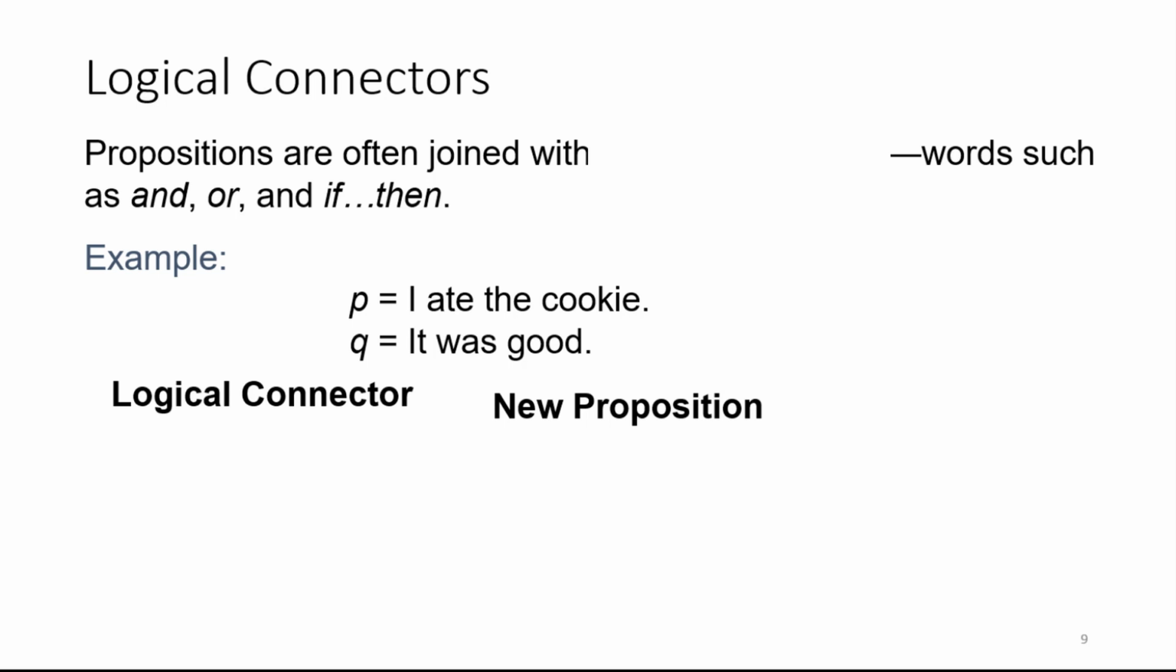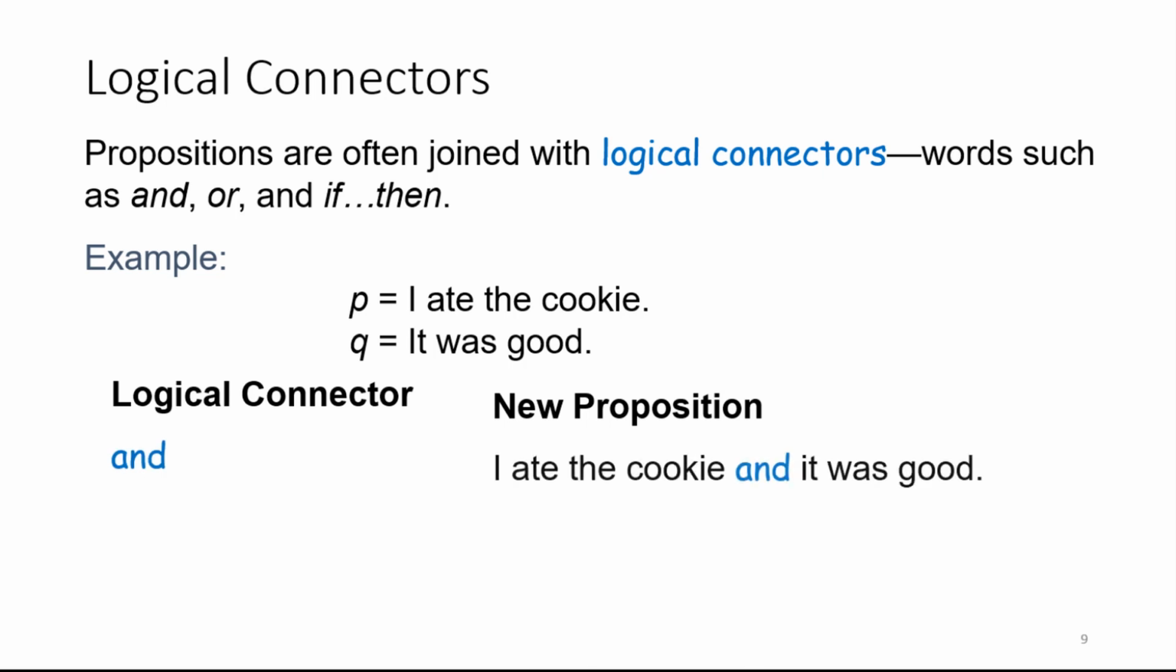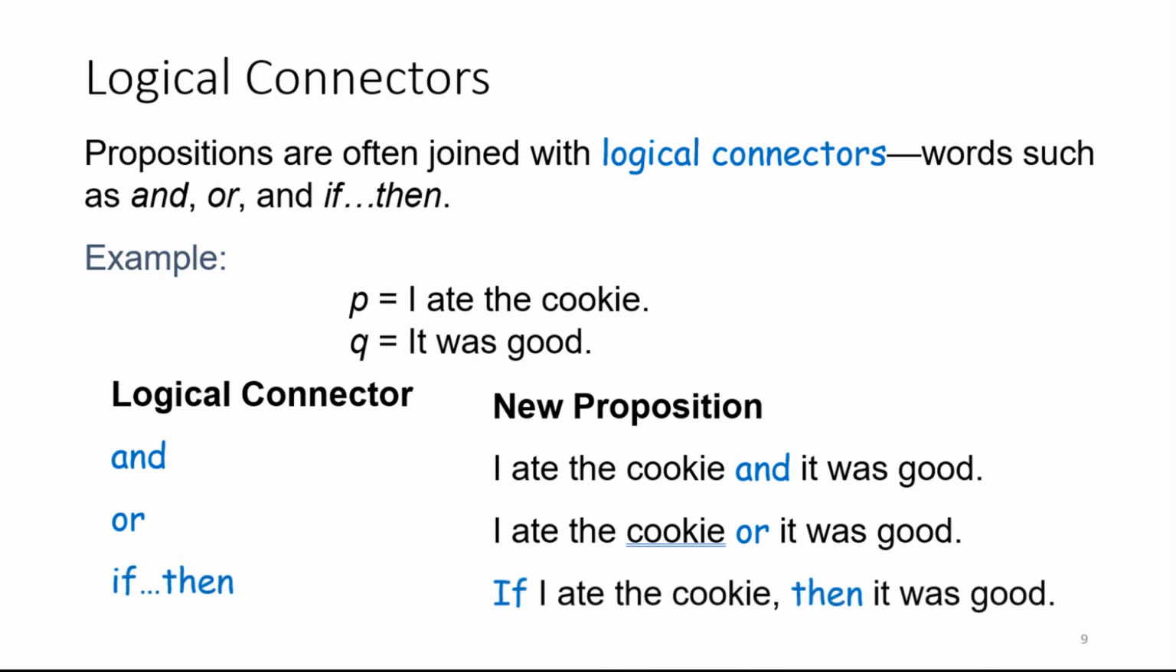Propositions are often joined with logical connectors. Words such as and, or, and if-then. For example, let P be the statement, I ate the cookie, and Q be the statement, it was good. We'll make a new proposition using the logical connector, and. So the new proposition is, I ate the cookie, and it was good. Or I could use the logical connector, or. I ate the cookie, or it was good. And finally, if-then. If I ate the cookie, then it was good.